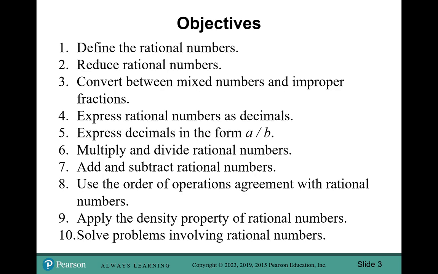In 5.3, for our objectives, we're going to define the rational numbers, reduce rational numbers, convert between mixed numbers and improper fractions, express rational numbers as decimals, express decimals in the form A over B, multiply and divide rational numbers, add and subtract rational numbers, use the order of operations agreement with rational numbers, apply the density property of rational numbers, solve problems using or involving rational numbers. As you can see, we have a lot of objectives this chapter, which is why we're going to break it into two manageable pieces.